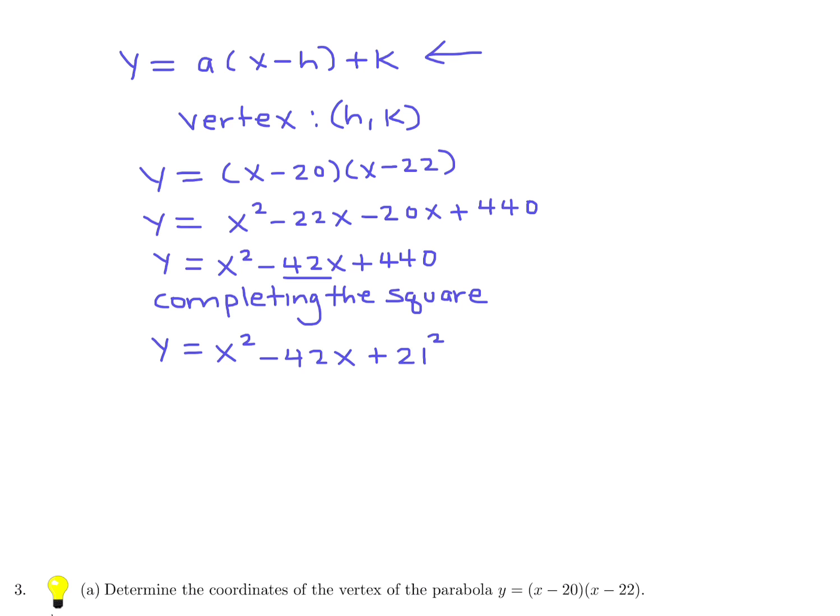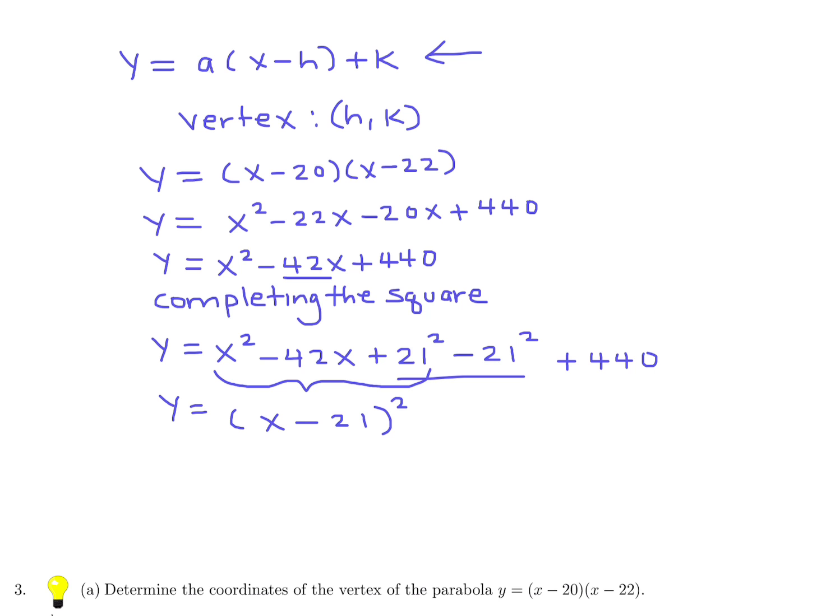Now, I can't just introduce something. If I do, I have to subtract that same thing. You see what I mean? I can't just add something to an equation. If I do, I have to equalize it. And that's what this is. And then, of course, don't forget that 440. Now these terms factor, and in this case it's (x - 21) all squared. That's called completing the square.